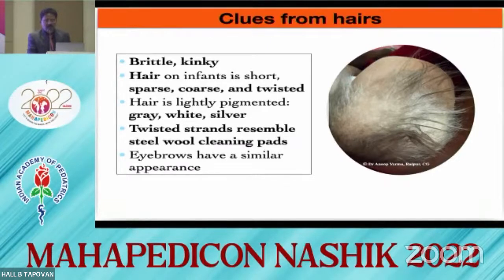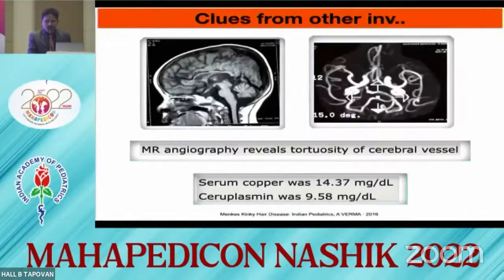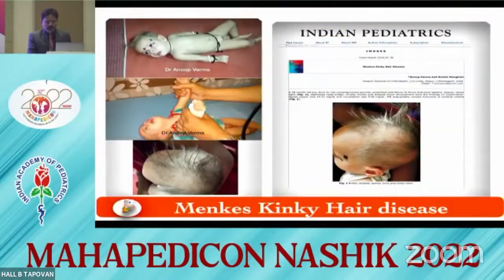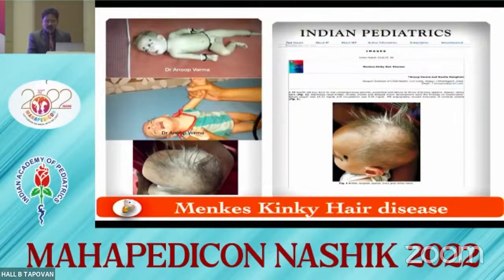So any guess? Kinky hair. It is Menkes syndrome. You are seeing the MR angiography revealing tortuosity of the cerebral blood vessels, and serum copper and ceruloplasmin you are seeing here. We have reported this in Indian Pediatrics: Menkes kinky hair disease.